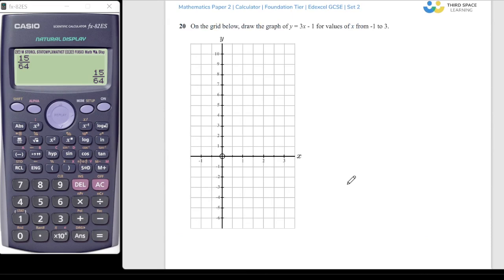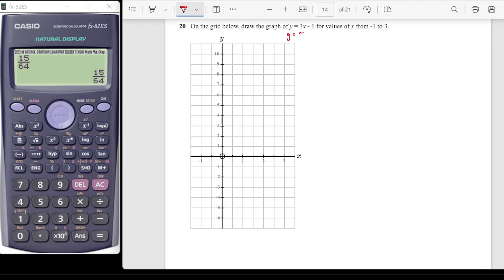And question 20: on the grid below, draw the graph of y is equal to 3x minus 1 for the values minus 1 to 3. So I'm going to do this from the equation of the line, y is equal to mx plus c. The gradient of this is going to be 3, and the intercept on the y-axis is going to be minus 1. So I'm going to start with the intercept on the y-axis.